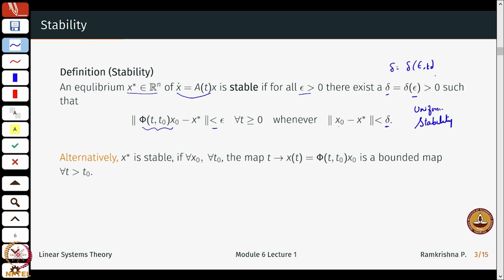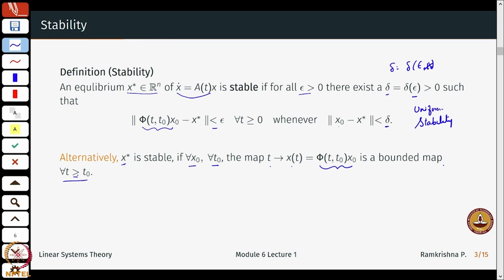Okay. So, we will drop this t naught for the moment and we will say, well, we are just dealing with uniform stability. A slightly milder version of this, to give you an intuition of what this statement means: x star is stable if, for all initial conditions and for all initial times, the map t from x of t, which is given by this solution, is a bounded map for all times t greater than or maybe even equal to t 0.